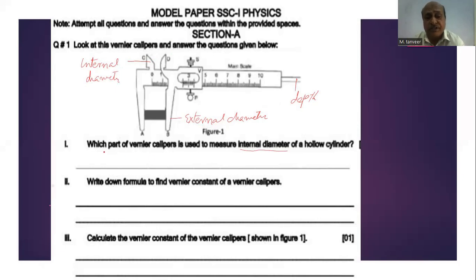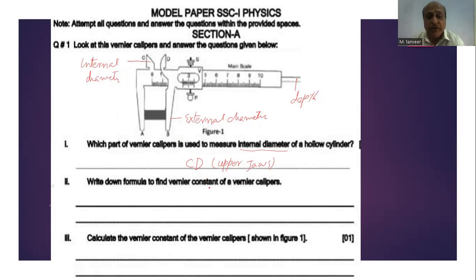So now read the question. Which part of the vernier caliper is used to measure the internal diameter? This is the CD part, so your answer will be CD. It is of 0.5 marks. That's enough. Or you can write upper jaws of the vernier caliper. This is also correct. Or you can write CD. That's correct.